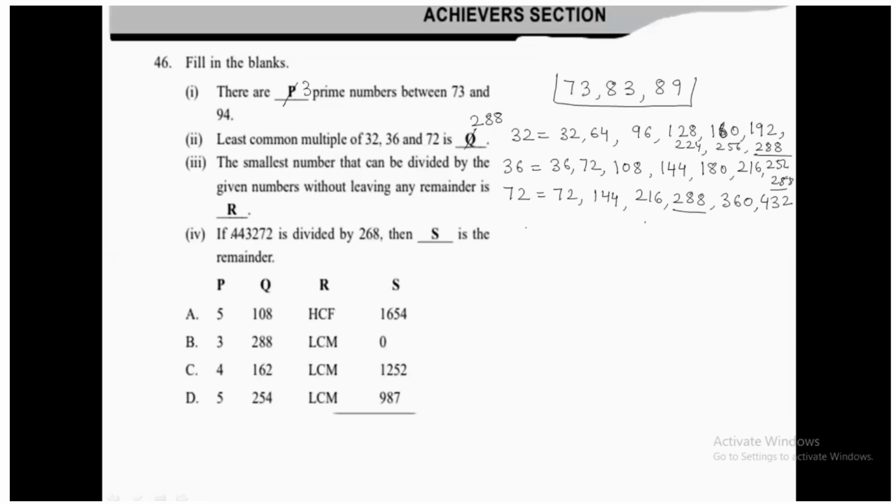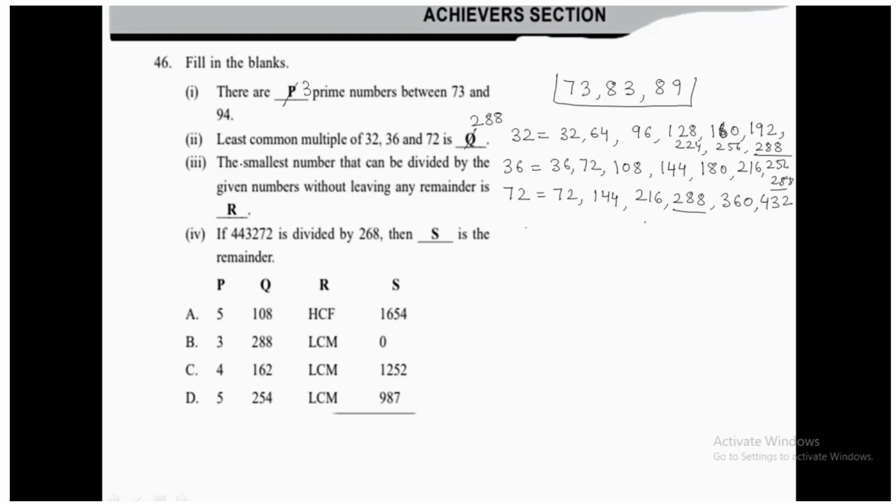Okay, so we can do this by another method as well. Like we can recite the table of 72 and see which is the least number that is there in the table of 32 and 36 as well. If we go through that, we will see that 72 times 4 is 288, which is there in the table of 36 and in the table of 32 as well. Okay, so that's how we can find the LCM of these three numbers, which is 288.